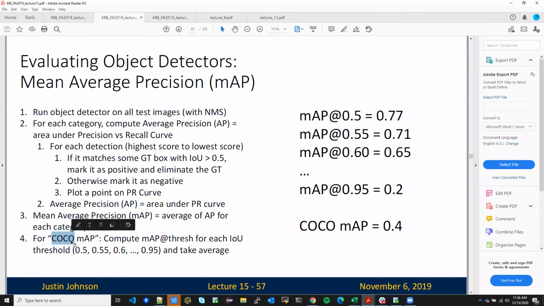I'm wondering what's going on in other object detection, like if I do my CAMVID or something. CAMVID, yeah.